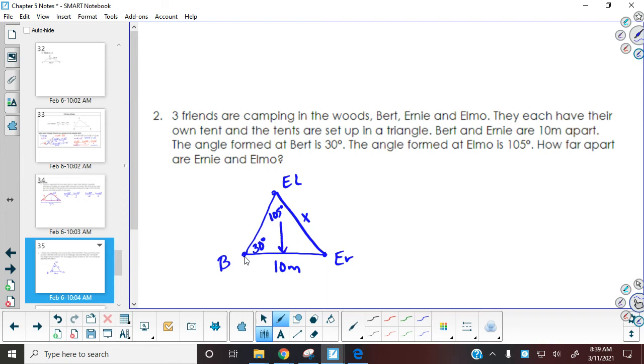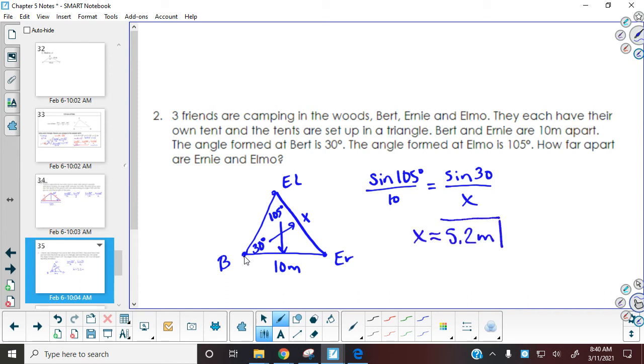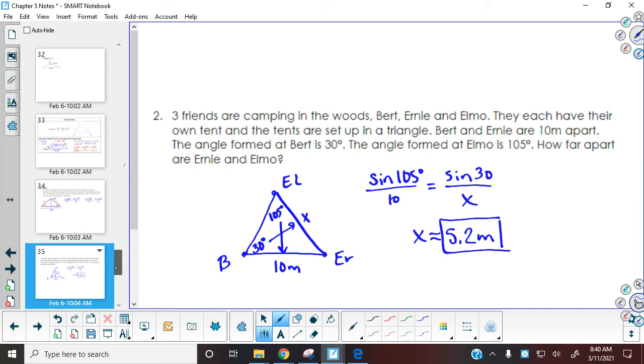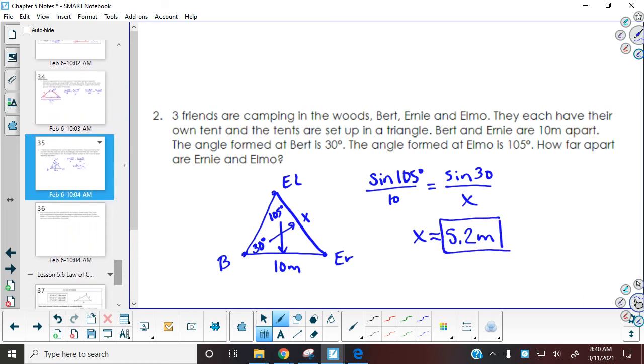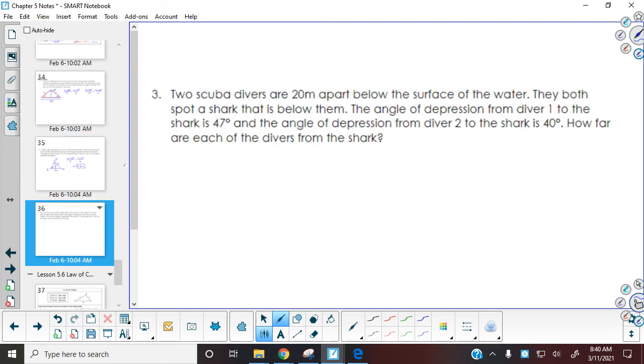So again, my 105 is across from the 10, so sine 105 over 10 equals, the 30 is across from the x, so sine 30 over x. Cross multiply, and you get a value of approximately 5.2, and your units for this would be meters. Okay. Now, if you're having problems with the cross multiply step, please just ask. It's not going to take us long to figure that out, but please make sure you take a second to do so.